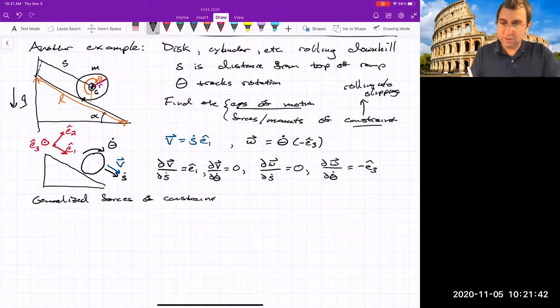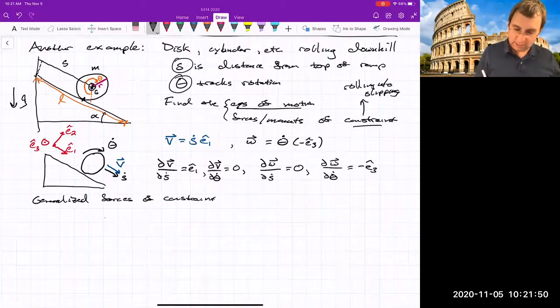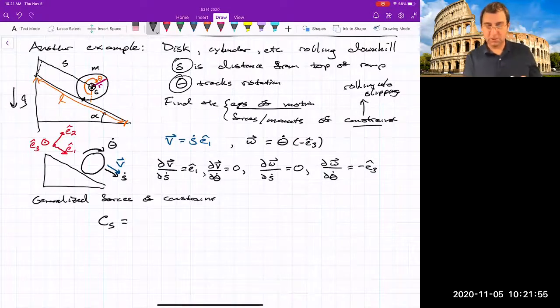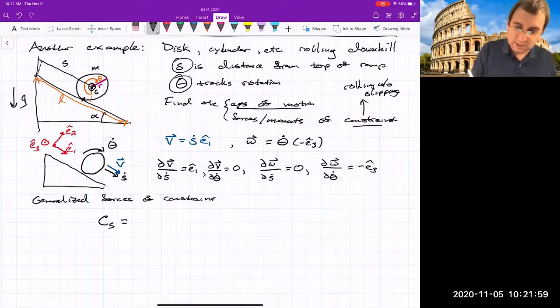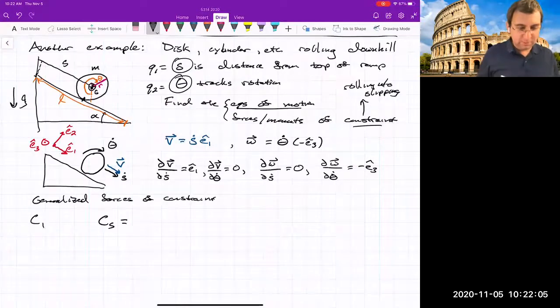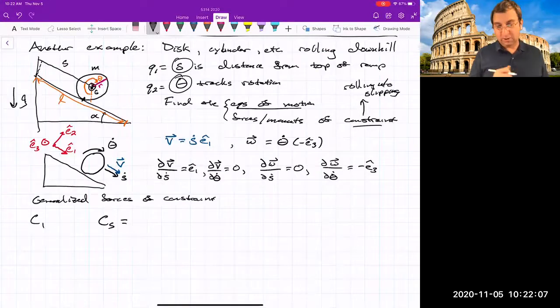Right, I've got two generalized coordinates, S and theta, so n equals 2. For CS, there'll be a generalized force of constraint in the S direction. So I'm treating this as Q1 and this as Q2. If you were writing this in index notation, you'd call it C1, but let's just call it CS.